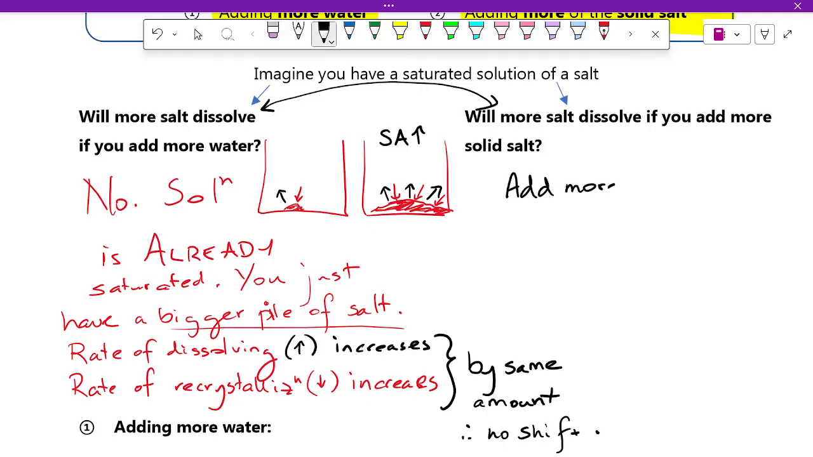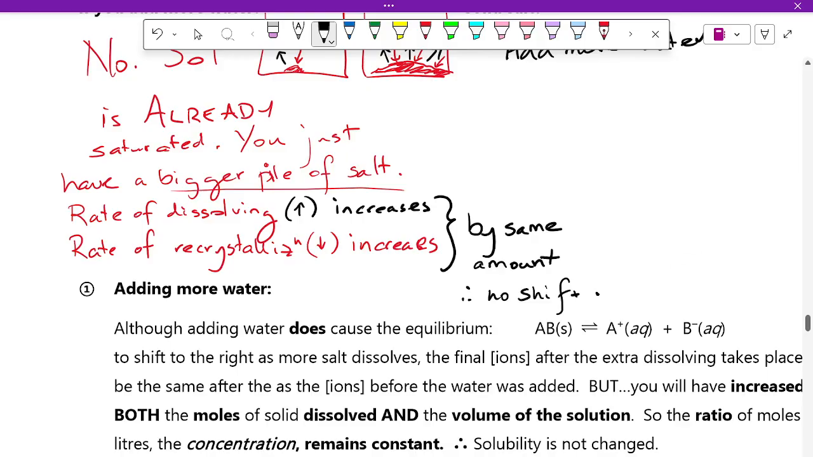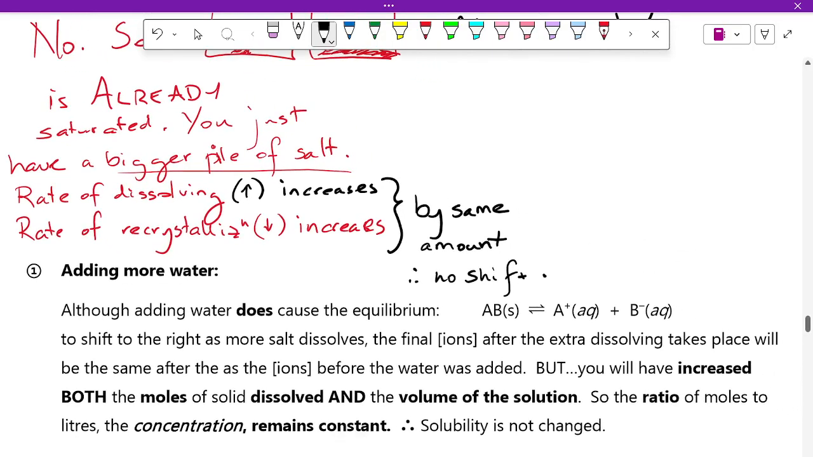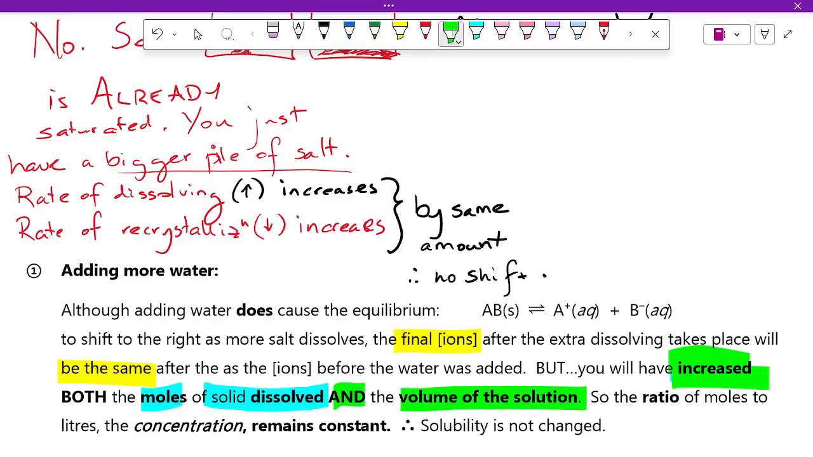Add more water. Adding more water does cause the equilibrium to shift to the right as more salt dissolves, but the final concentration of ions will be the same. So you increase the moles of solid dissolved, and you increased the volume of the solution. So the concentration remains constant. So solubility is not changed.